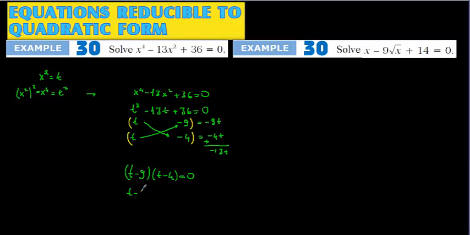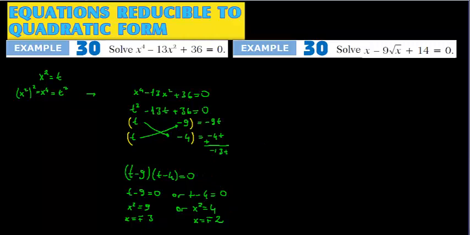So t minus 9 is equal to 0, or t minus 4 is equal to 0, which means x squared is equal to 9, because I set t equal to x squared, or x squared is equal to 4. If x squared is equal to 9, 9 is a perfect square, so the roots are going to be 3, and of course we shouldn't forget the plus and minus sign here. x is equal to plus or minus 3, or x is equal to plus or minus 2.